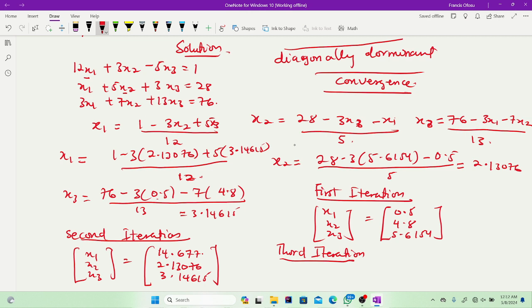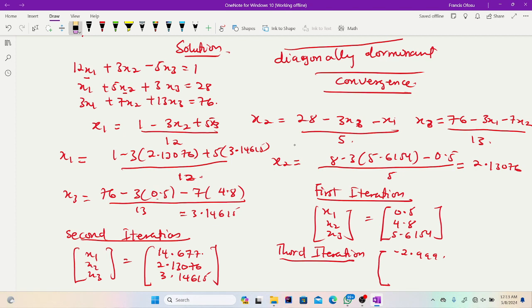So you do the same for the x2. So we simply punch this one into the calculator. So we are having 1 minus 3 multiplying 2.13076 minus 7 times open brackets 4.8 all over 13. So we're getting our third iteration. So I'll have my x1 to be negative 2.999.